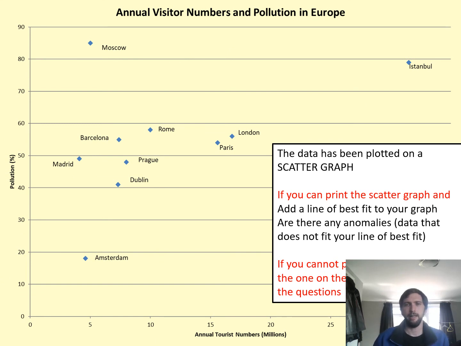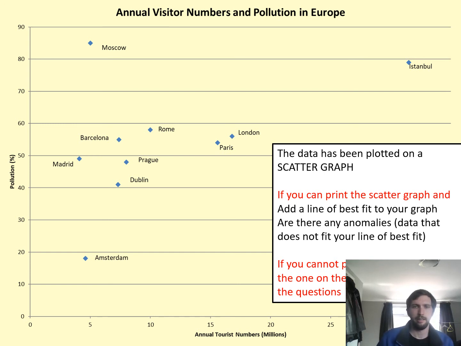Okay, here we have a scatter graph. Now there's a copy of this attached in the Go Schools documents. There's also a digital Excel spreadsheet you can use if you'd rather. Now you can either print this one out if you have a printer. If not, don't worry, that's absolutely fine. You can just do a digital version. But all I've done is plotted all the European cities on here with pollution and then tourists per year.